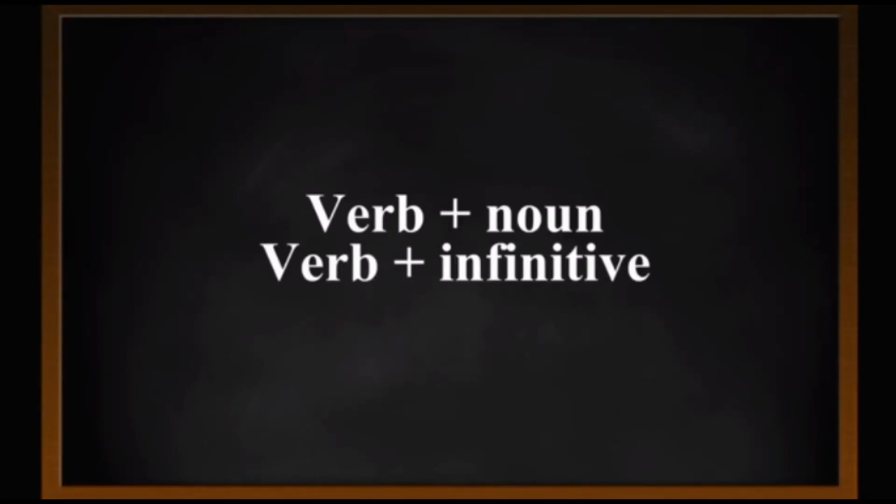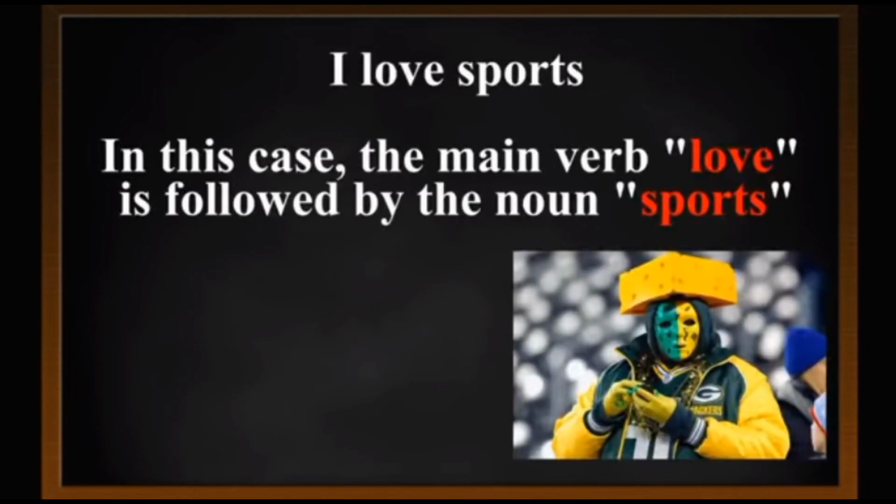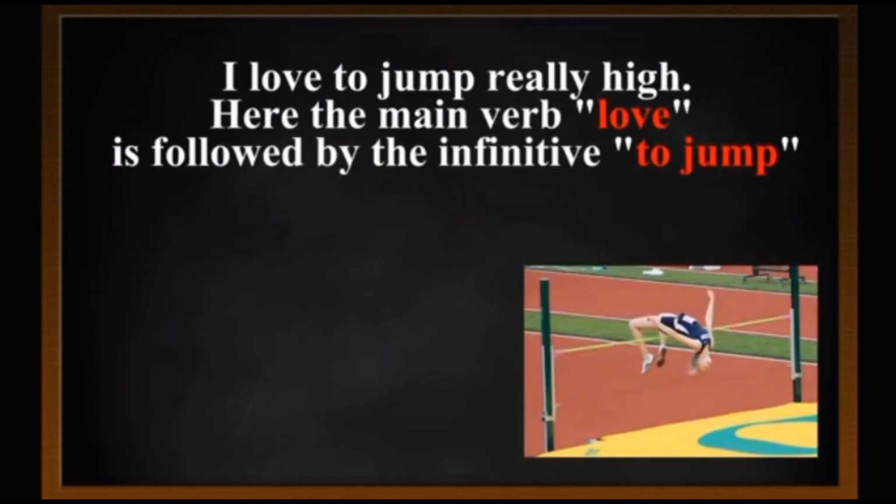So let's continue talking about verb plus noun and verb plus infinitive. In this example, I love sports. In this case, the main verb love is followed by the noun sports. Another example, I love to jump really high. Here, the main verb love is followed by the infinitive to jump. That's it.